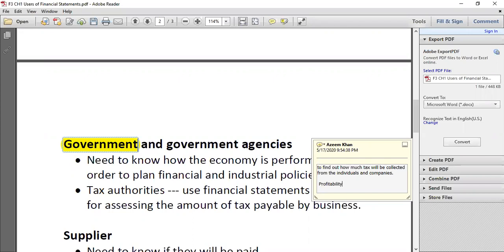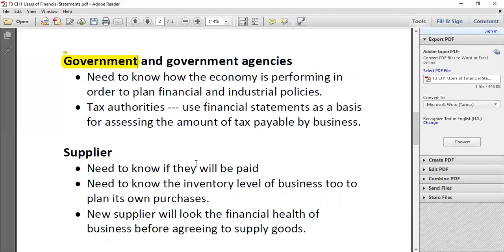Clear or not? For the government, statement of profit or loss importance. Government will look only statement of profit or loss. How much profitable this organization is. The more profitable, the more taxes will pay to the government. Supplier. So what are the needs of supplier?